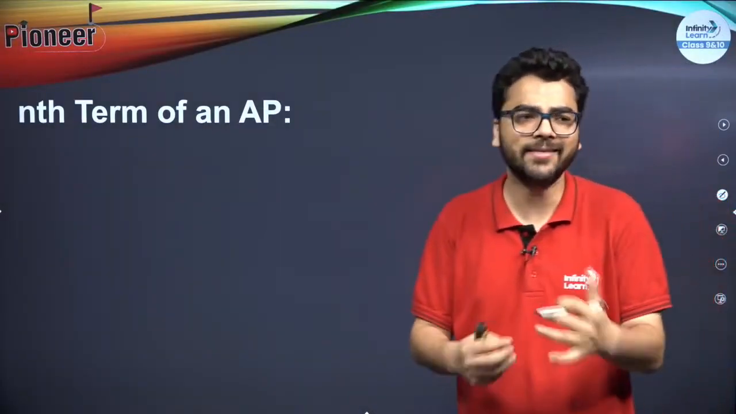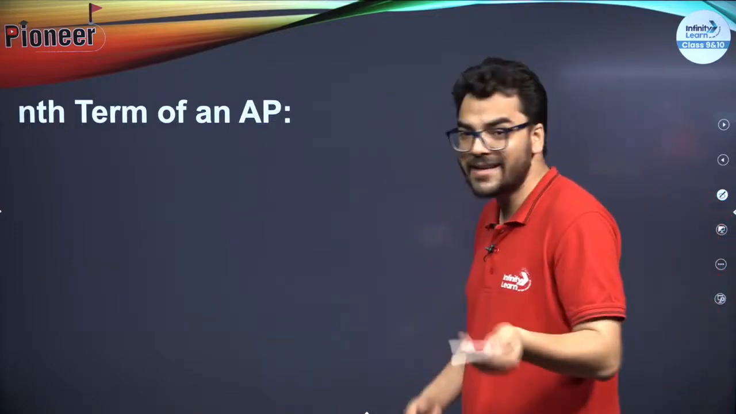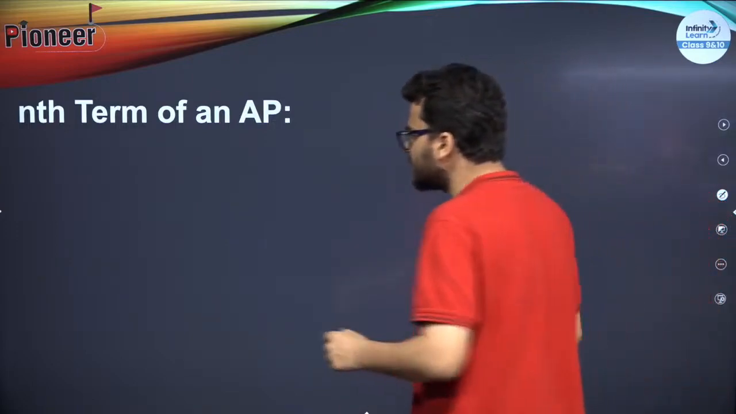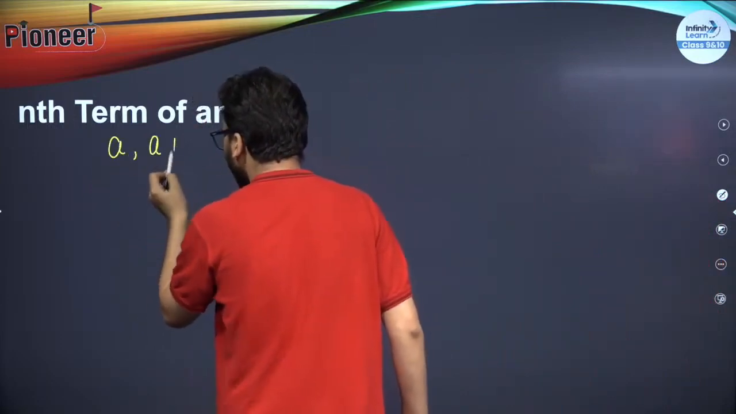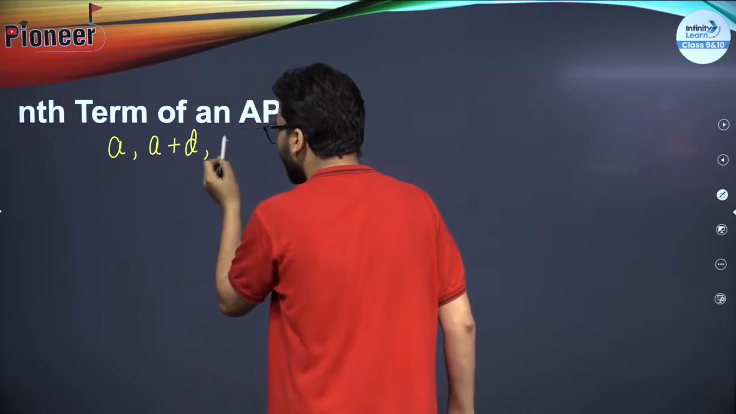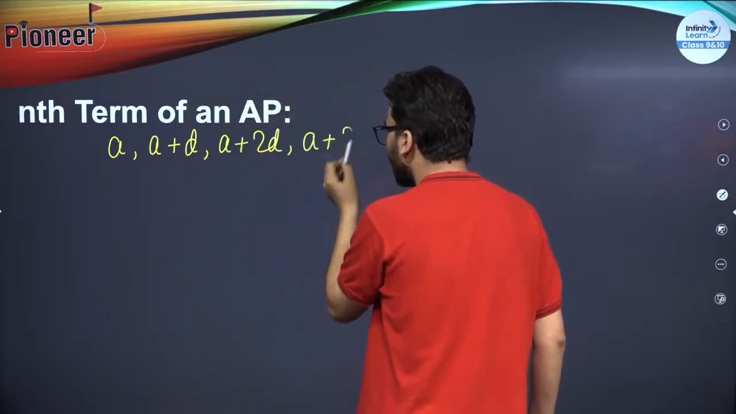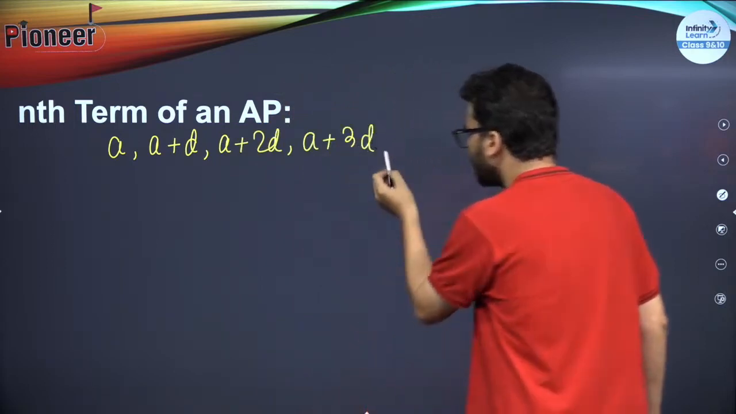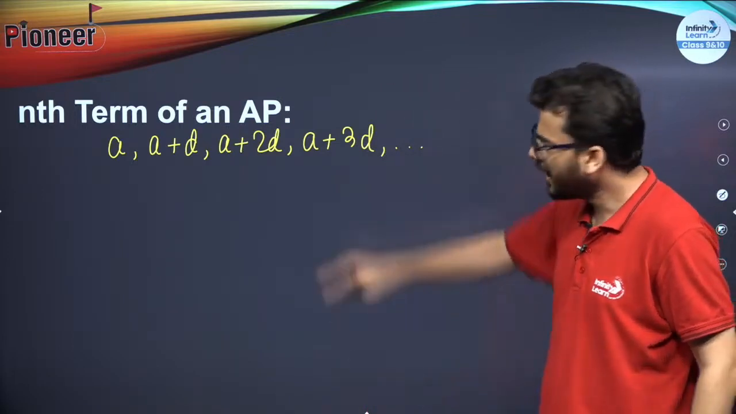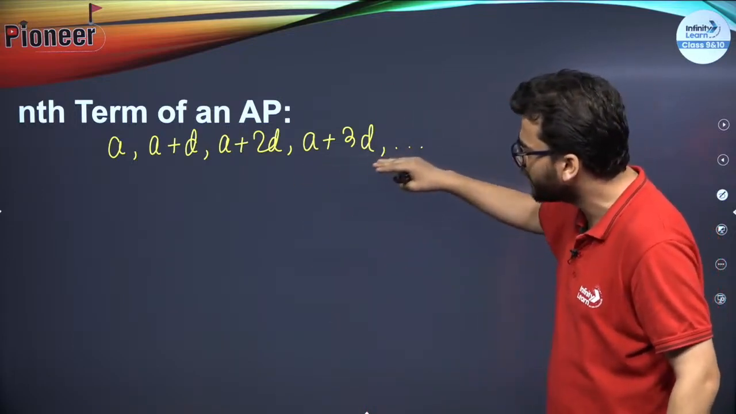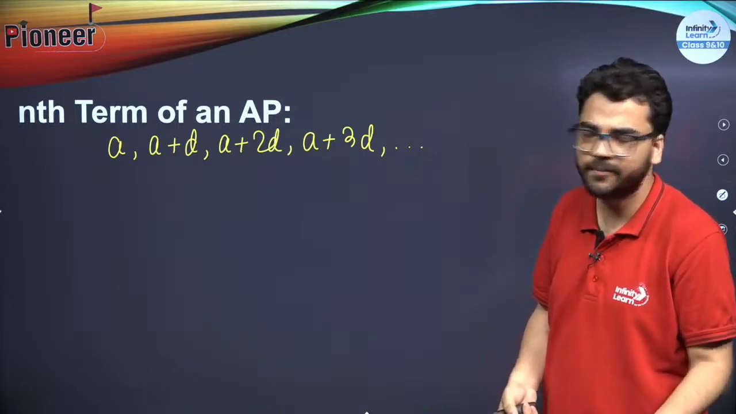Now we have got nth term of an arithmetic progression, right? Nth term. Now what is nth term? You have to understand that first. See, an AP can be written like this or not, tell me. Normal form will be this or not. A, A plus D, A plus 2D, A plus 3D. Do you agree with me? And so on. The general form of an arithmetic progression will be like this: A, A plus D, A plus 2D, A plus 3D and so on. This is the general form of an arithmetic progression, right?